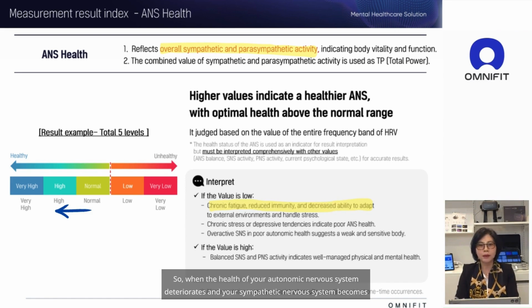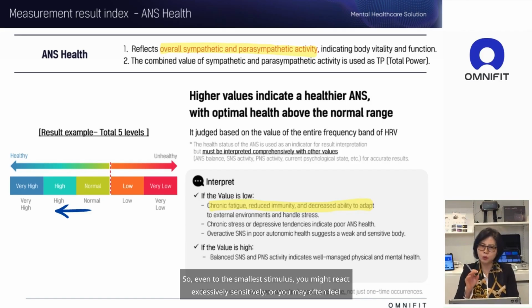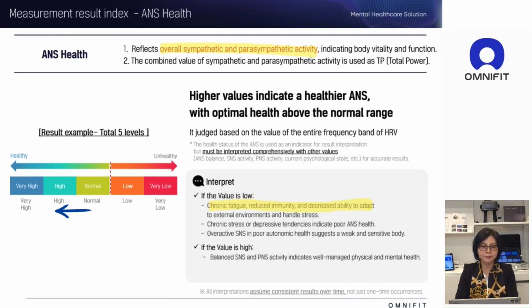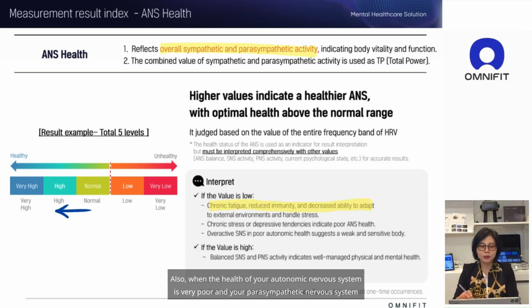So, when the health of your autonomic nervous system deteriorates and your sympathetic nervous system becomes overactive, your body can become weak and extremely sensitive. So, even to the smallest stimulus, you might react excessively sensitively, or you may often feel irritable. These kinds of tendencies can appear. Also, when the health of your autonomic nervous system is very poor and your parasympathetic nervous system becomes even more overactive, you may end up feeling lethargic, wanting to do something or take action but being unable to do so.